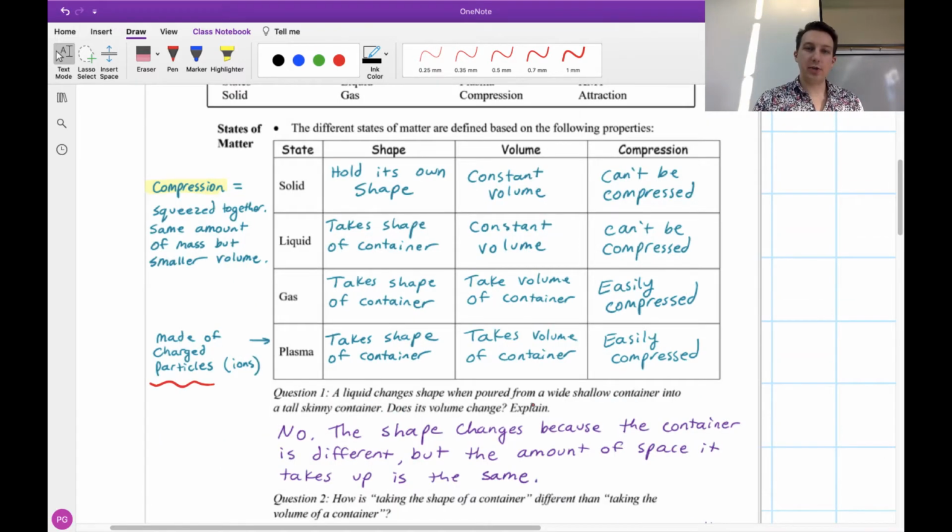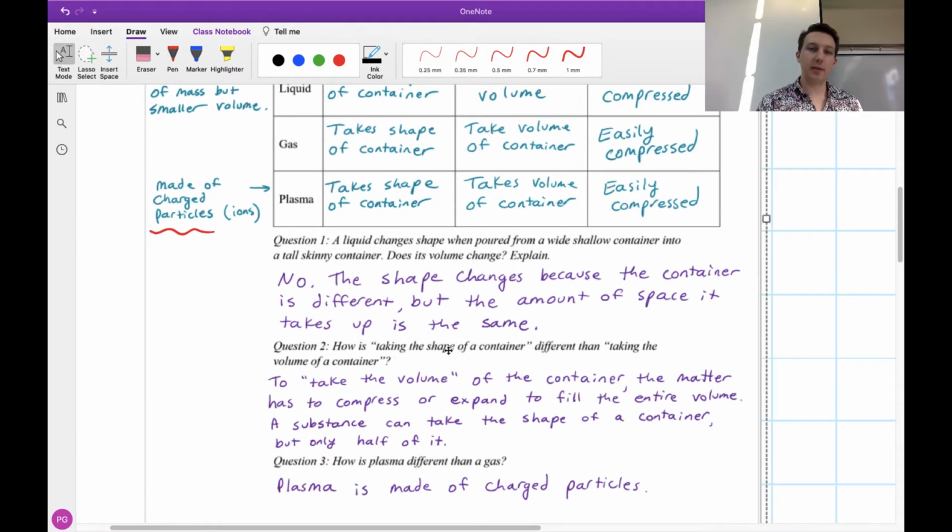When a liquid changes shape and it's poured into a wide, shallow container versus a skinny container, does the volume change? No, the shape changes because it's in a different container, but the amount of space it takes up is the same. So the water in my water bottle, if I pour it into another glass, the volume doesn't change, the amount of water doesn't change. All that changes is the shape of the container holding it. And since it's a liquid, it takes that shape. It forms into the new shape.